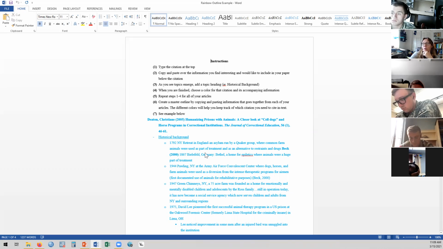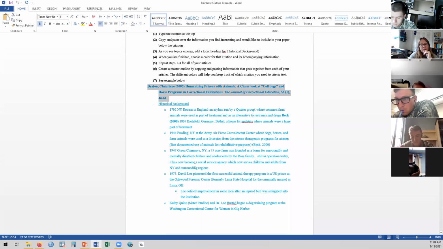All right, so this is personally how I write papers, and this is how I teach my students to write papers, and it's just an easy way to keep track of your citations. So once you have an article, what I'd like to see is the full citation at the top right here. And then as you start reading through the articles, you're going to start copying and pasting in the information that you would like to include in your paper.